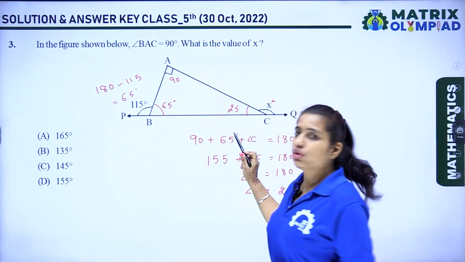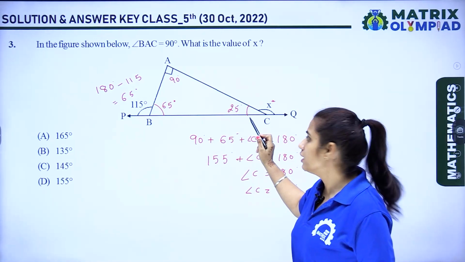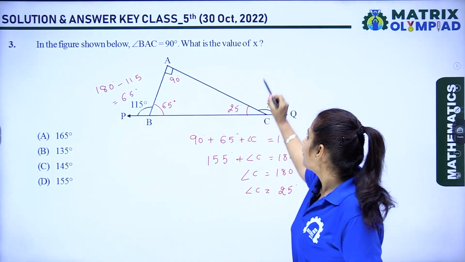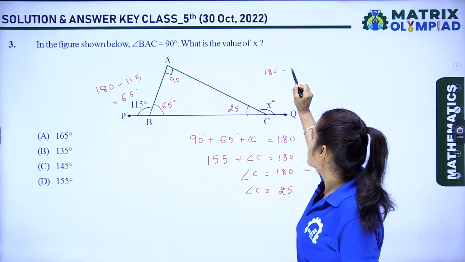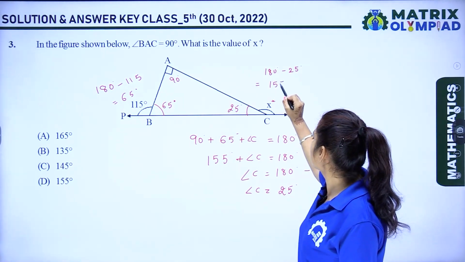Now, according to 180 degree, as it is a straight line, so 180 minus 25 degree, 155.